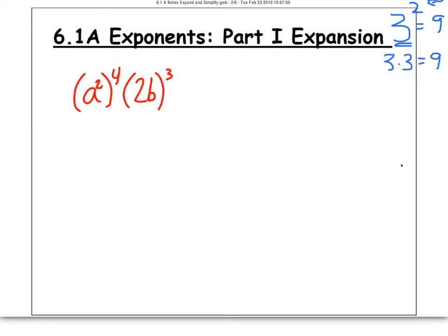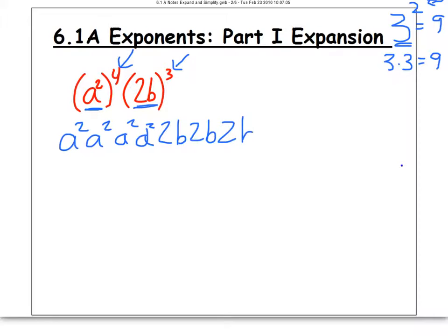So if we look at this first example, we have a squared happening 4 times. So I'm going to write that out 4 times: a squared, a squared, a squared, and a squared. Then I have 2b happens 3 times. So I'm going to write that out: 2b, 2b, 2b. Now technically this is not fully expanded.